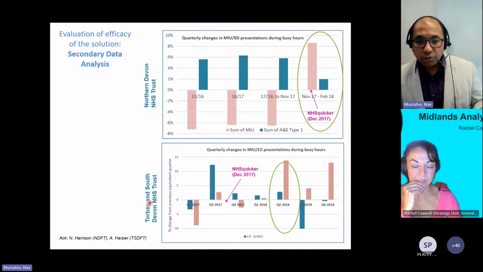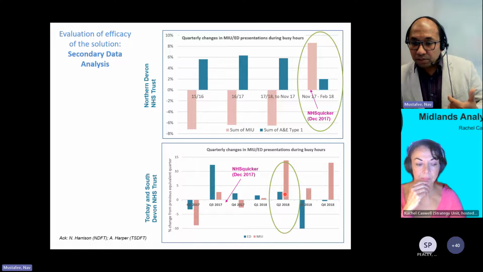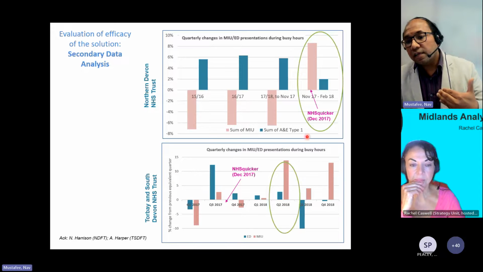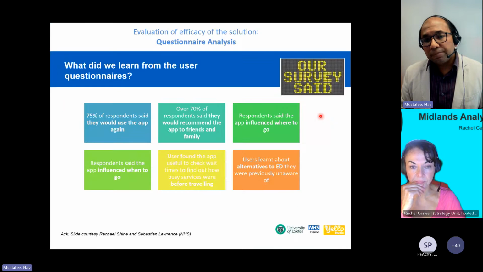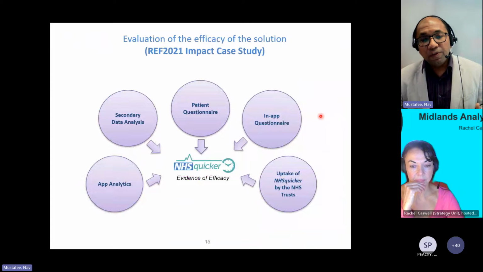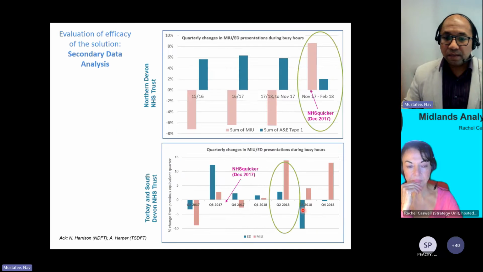Similarly, if you look at Torbay and South Devon NHS Trust, after the NHSquicker launch, after a few months, when the publicity campaign was increasing, we saw a huge increase in the adoption of MIUs, a 10 to 12% increase. And again, not all of this can be attributed to NHSquicker. We know that. Therefore, to capture the impact, we are using not only secondary data analysis, but app analytics and many other things as well to try to triangulate the evidence.